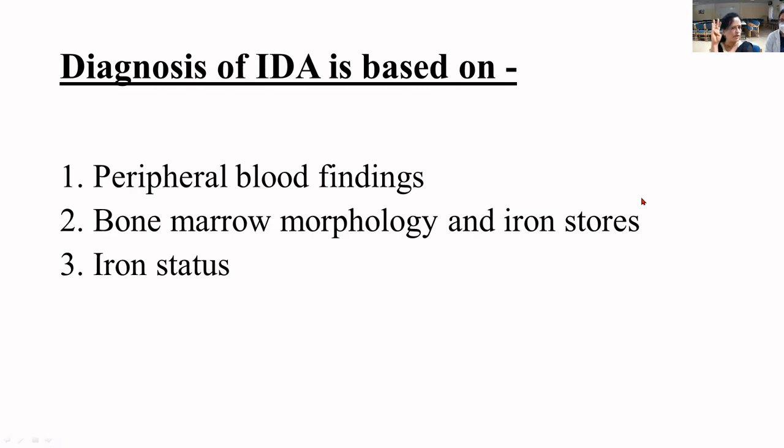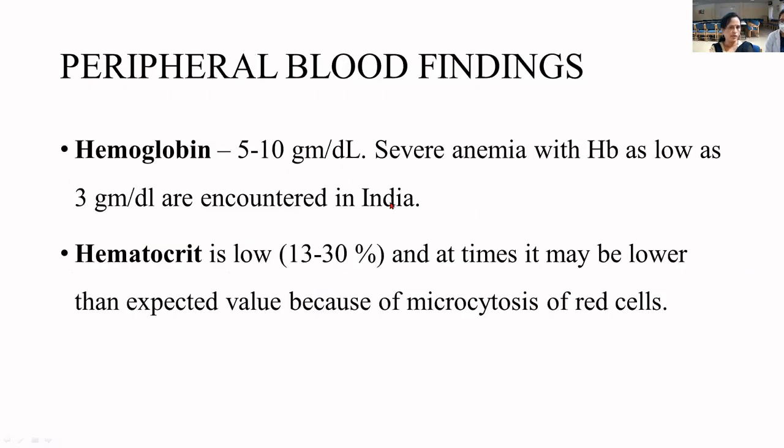Peripheral blood smear findings, bone marrow morphology, iron status. This is just the peripheral blood smear findings: the complete blood counts, which you knew, plus the important morphological aspect. Then comes bone marrow, when we are going to differentiate. All patients with iron deficiency do not need bone marrow. What are the peripheral blood findings? Hemoglobin is decreased, because that is the definition of anemia. Severe anemia with hemoglobin as low as 3 grams per deciliter.